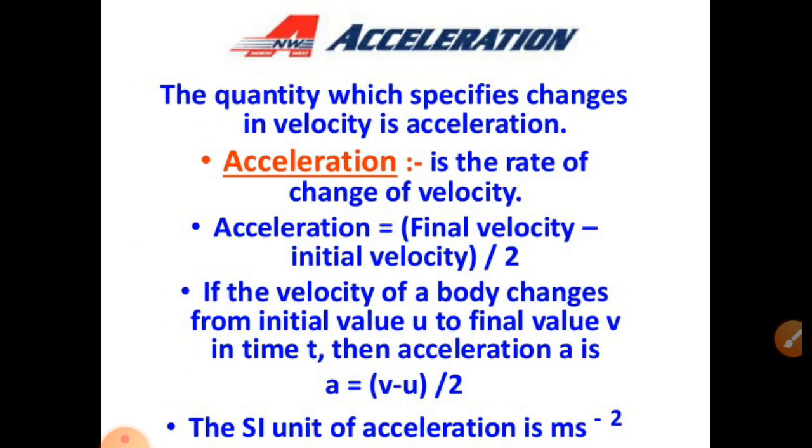So acceleration can be found by using the equation final velocity minus initial velocity divided by time. What is acceleration? It is the rate of change of velocity. What is rate of change? Velocity is changing with respect to time. So to find the acceleration, we have a numerical equation: acceleration a is equal to v minus u divided by t. Sorry, it is not 2, it is time.